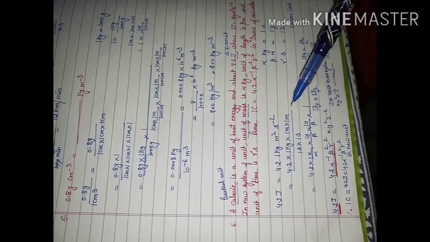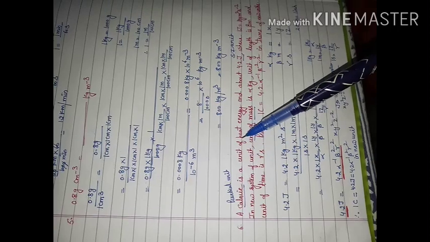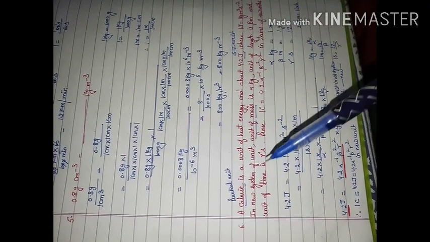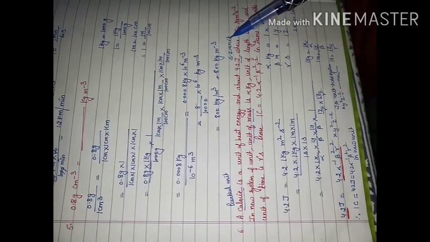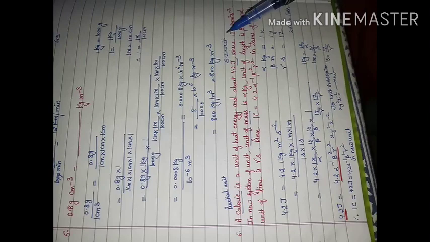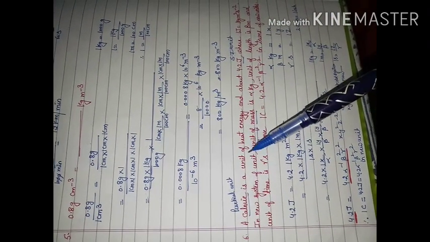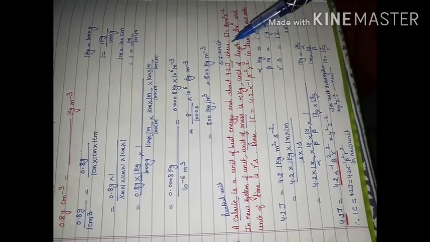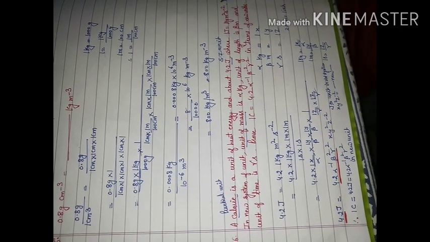Level more we are increasing now. A question is given: a calorie is a unit of heat energy and about 4.2 joule. See, calorie is a practical unit of heat energy and joule is the SI unit of energy. Any form of energy will be there, its unit will be joule. So a calorie is a unit of heat energy and about 4.2 joule, where 1 joule is equal to 1 kilogram meter square per second square.